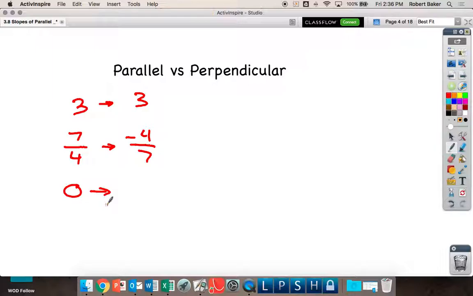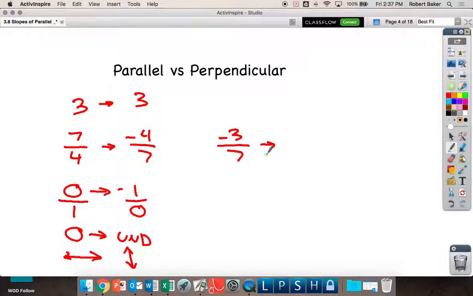What is perpendicular to zero? I'm going to write zero as a fraction. Zero over one. One over zero is undefined. We just wrote that: horizontal lines and vertical lines are perpendicular. You guys understand what's going on here, but it's those small cases. A zero line looks like this. An undefined line looks like this. So zero and undefined are perpendicular. So basic things.